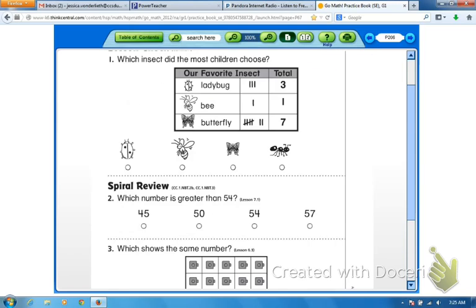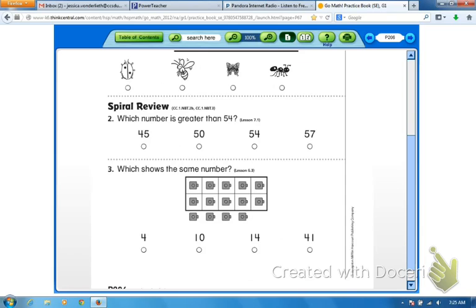Number 2 is going back to chapter 7. Which number is greater than 54? So being able to compare those numbers to decide which is greater. When comparing numbers, we always look at the tens place first and then look at the ones.